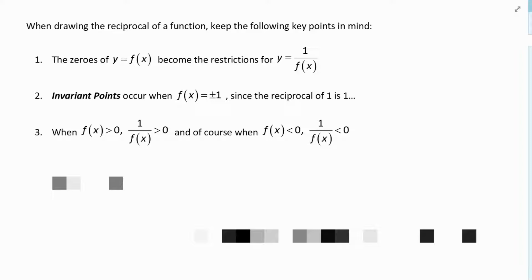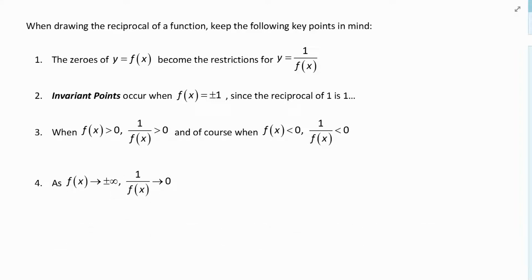As f of x is approaching infinity, we saw that 1 over f of x was approaching 0. Of course, as you approach positive infinity, the reciprocal will approach 0 from above, from the positive side, and as you approach negative infinity for f of x, the reciprocal will approach 0 from the negative side, from below.